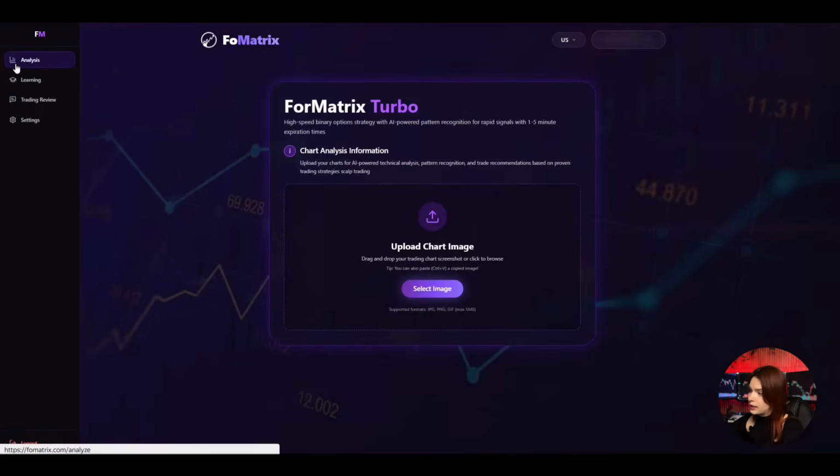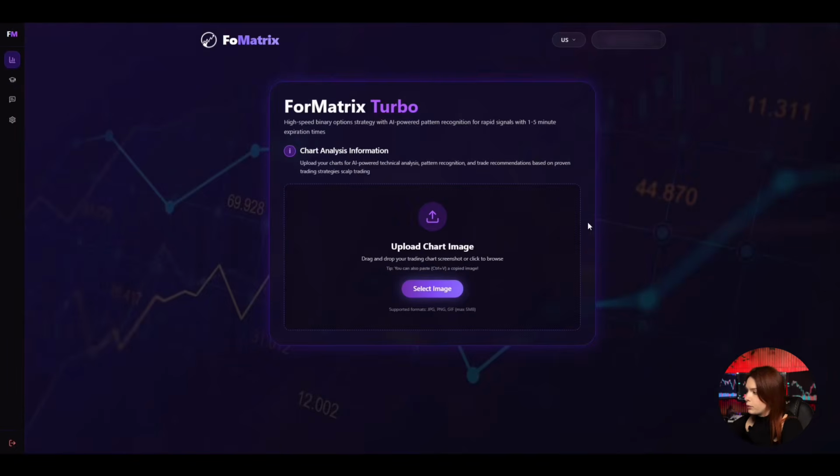So now I will click on the analysis button, and this is where we'll upload images of our charts. This is where the platform will give us signals to increase or decrease after analyzing the screenshots. Be sure to watch this video till the end, guys. You will be able to see and understand how it works on my example. This will make everything clear to you. So let's get right down to the trading itself.